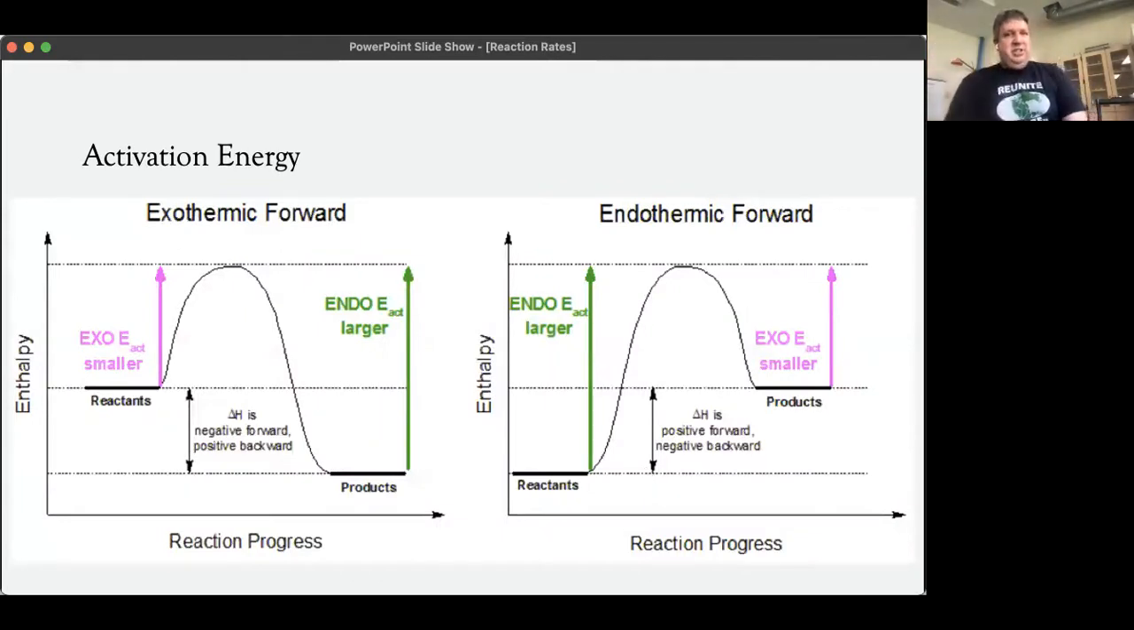In these activation energy drawings, we can also see an illustration of exothermic versus endothermic reactions. When you do an exothermic reaction, you end up having released energy. So the products are at a lower energy than the reactants. This, what we see is delta H.